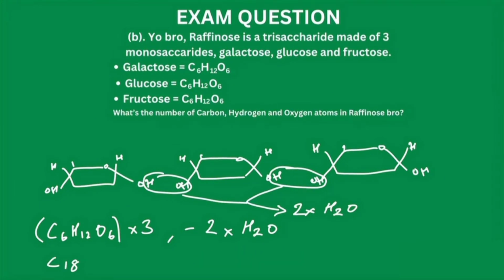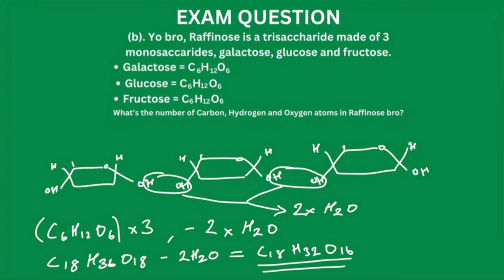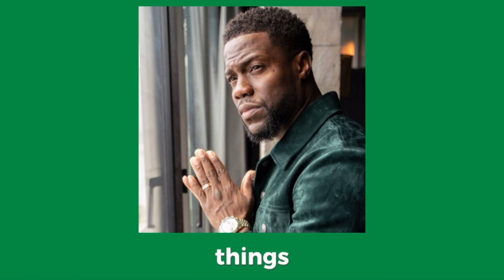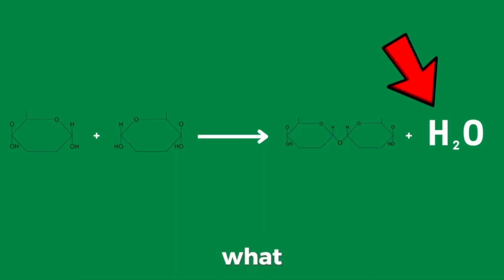And this equation multiplied by 3 is C18H36O18. Quick maths. Minus 2 H2O of it, you get C18H32O16. Quick mathematics. That's basically it. That's the answer: C18H32O16. It's basically just testing your knowledge on whether you know how these things combine and what leaves and what enters.